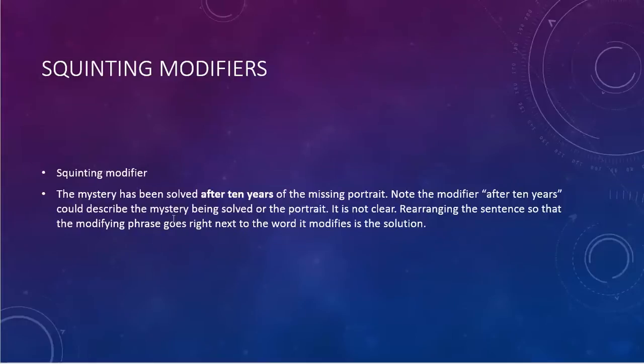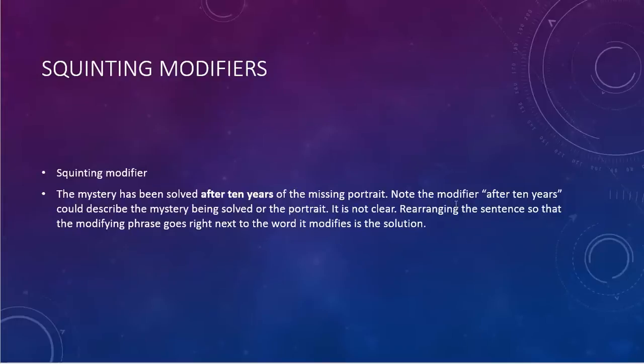So a squinting modifier. Here's an example. The mystery has been solved after 10 years of the missing portrait. Now, this phrase here, after 10 years, it could describe the mystery that hasn't been solved or finally has been solved, or it could be describing that the portrait's been missing for 10 years. It can go either way.